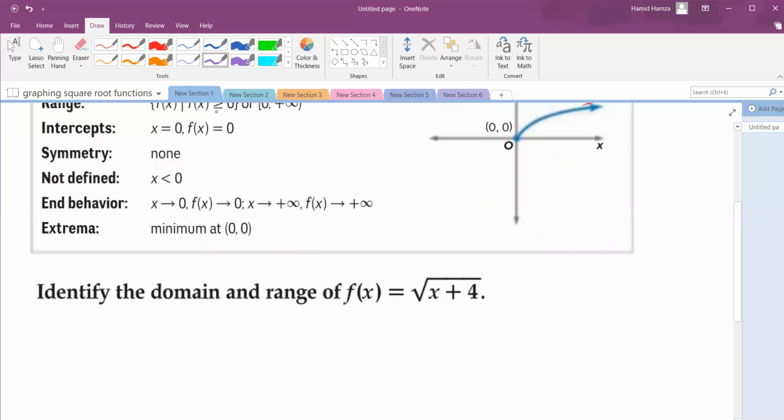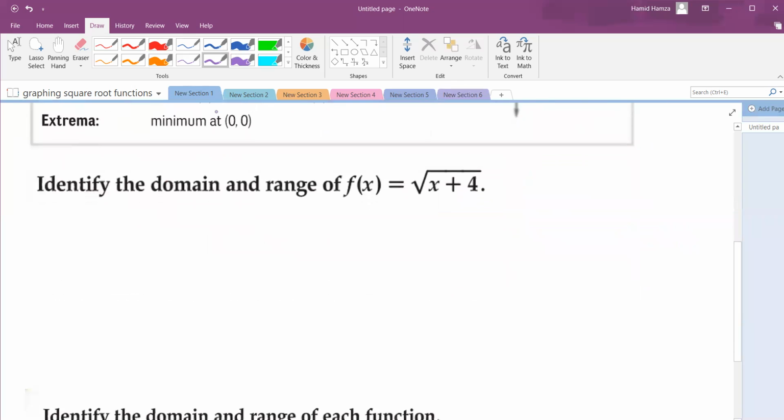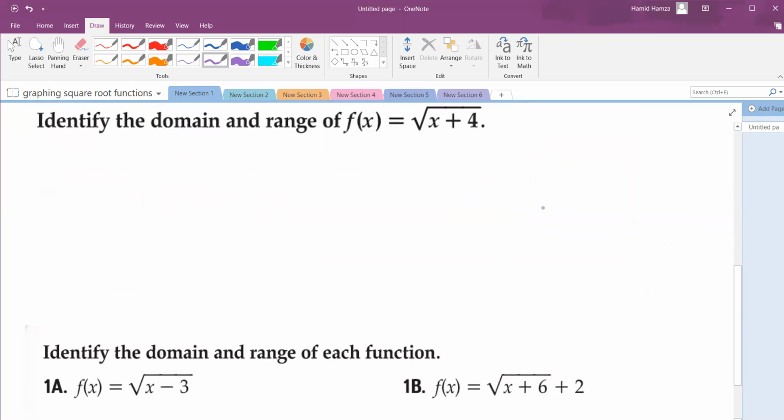Let's go back again, guys, here. I wanted to graph this one, so we need to discover the translation that happened here. So what is the translation here? If I wanted to graph it, what's the translation that happened here?